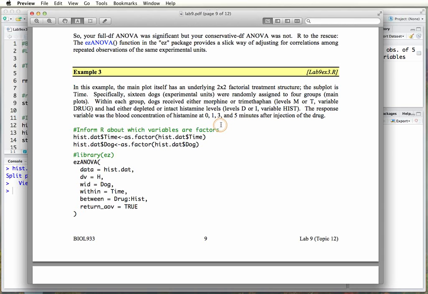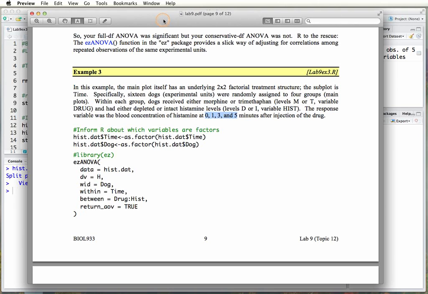And because each dog, dog number 1 in the study, is being measured at 0, at 1, at 3, and at 5, those 4 measurements on that dog are correlated to one another. In other words, they are not true independent measures of what the effect of time is, because they're being made on the exact same experimental unit, and that's the issue we're going to address here.